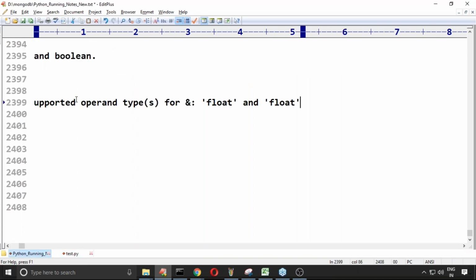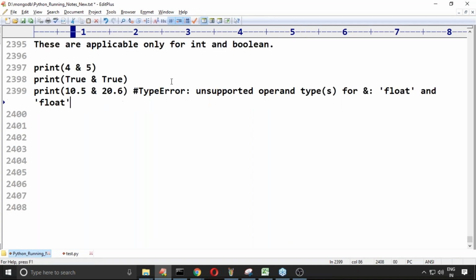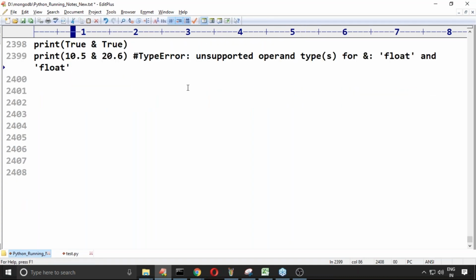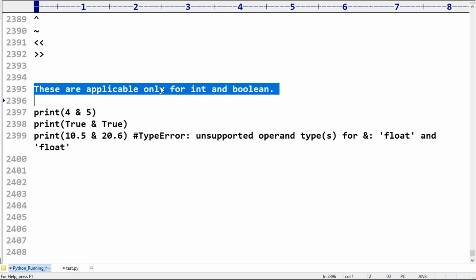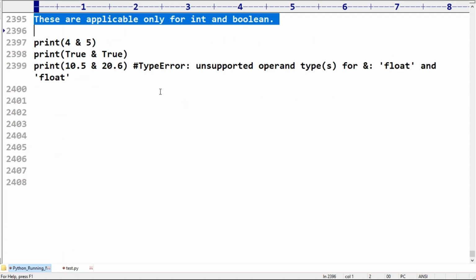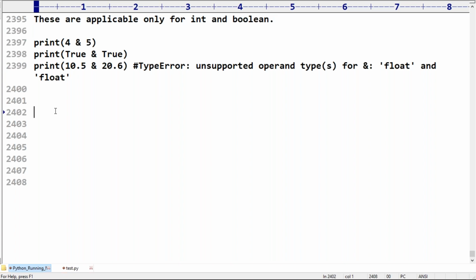Some people are asking general doubts, whether it is the first session or second session. At last we will talk about that. Let's continue. So this point is very clear: these are applicable only for int and boolean, but not for floating point types.